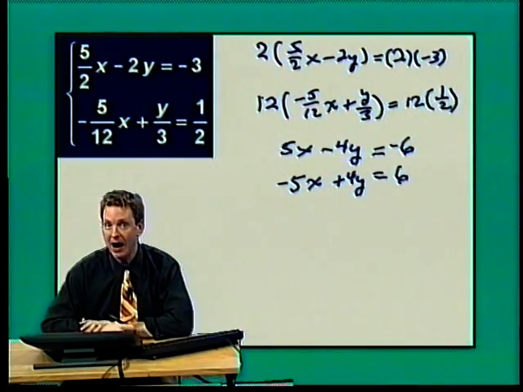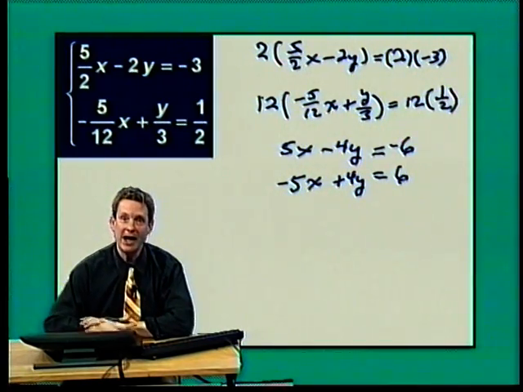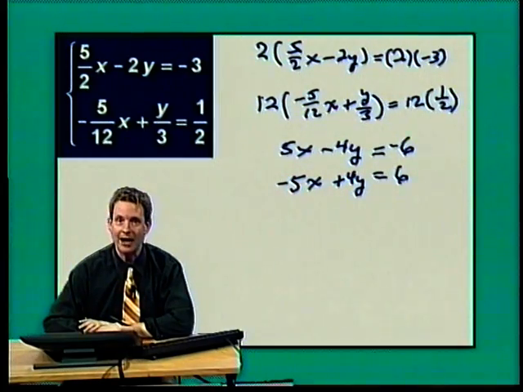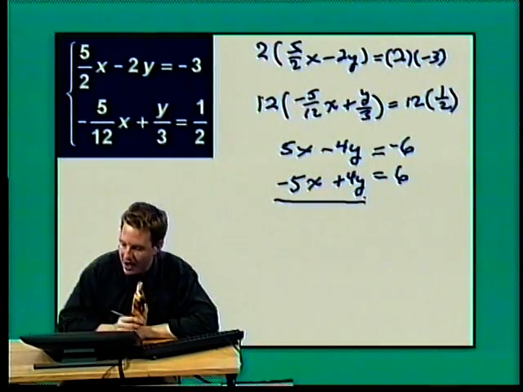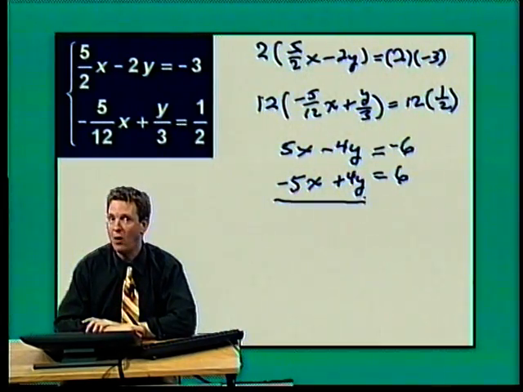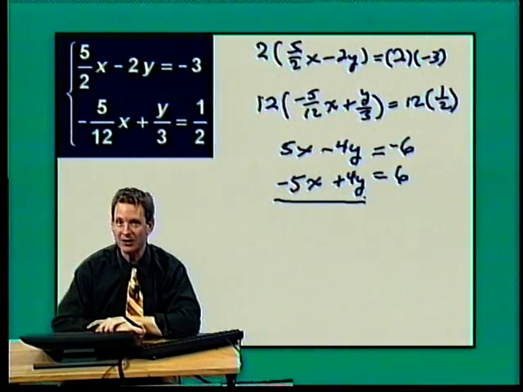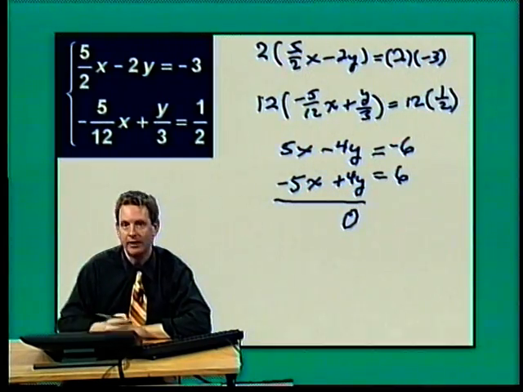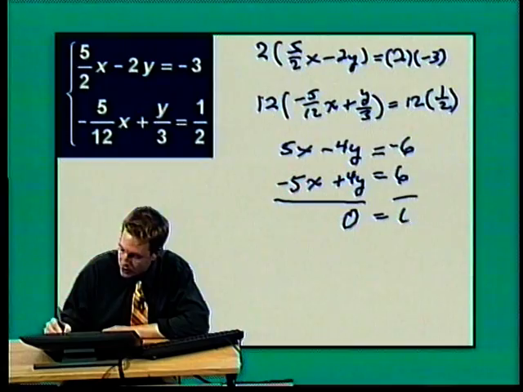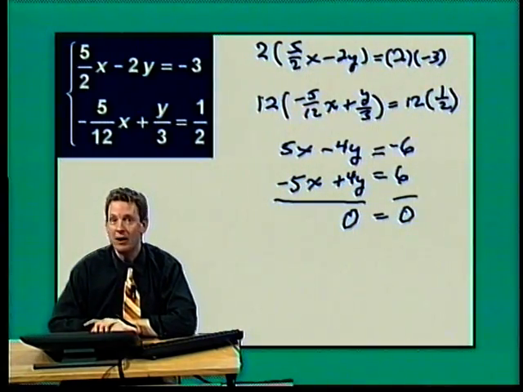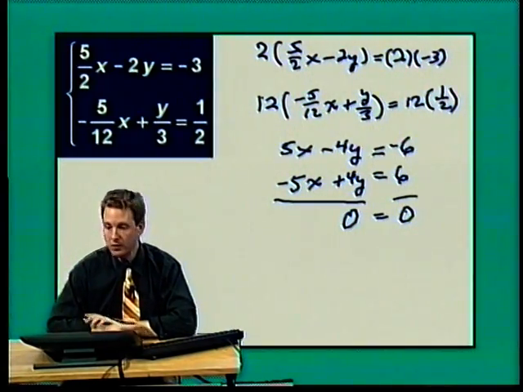Hey, check it out. When we cleared these fractions, we got a bonus. We already have opposite coefficients on x. So when we add the two respective sides, x is going to be eliminated. Let's do it. 5x minus 5x is 0x, minus 4y plus 4y is 0y. We have another 2-for-1 special. Both x and y have been eliminated. We're left with 0 on the left. -6 plus 6, that is also 0. Check it out. We got the equation 0 equals 0.